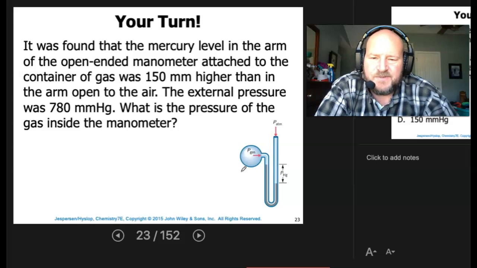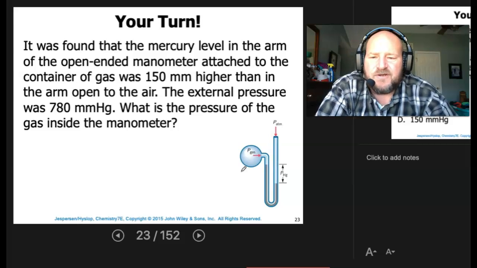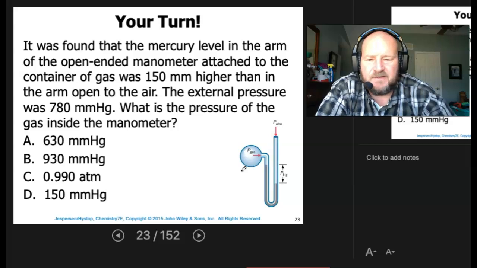All right. It was found that the mercury level in the arm of the open-ended manometer attached to the container of gas was 150 millimeters higher than in the arm open to the air. The external pressure was 780 millimeters of mercury. What is the pressure of the gas inside the manometer?